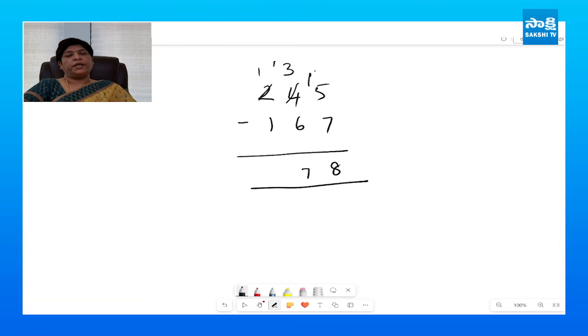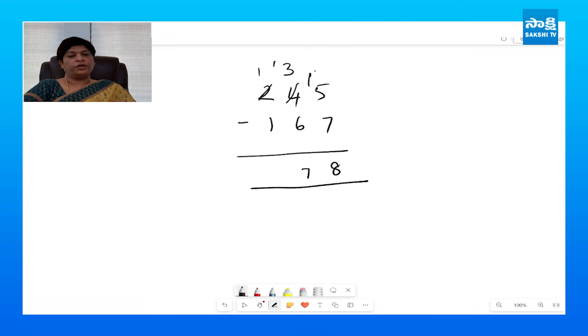So starting from right to left, we subtract the bottom number from the top number and put the answer at the bottom of each column. Since the bottom number 7 is larger than the top number 5, we need to borrow the value from the number which is left of 5. Again, borrowing or regrouping in subtraction is taking one number and giving it to the other number.